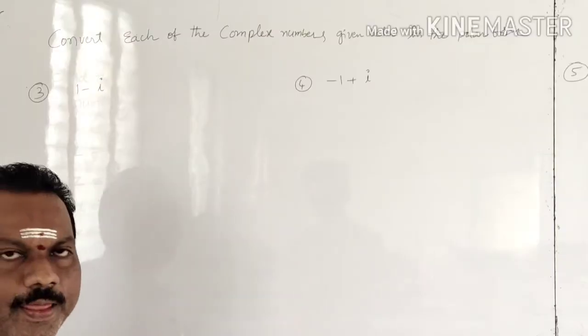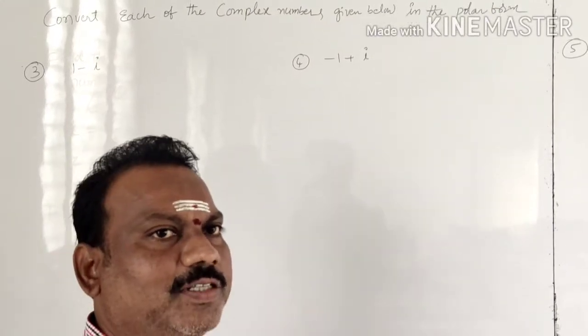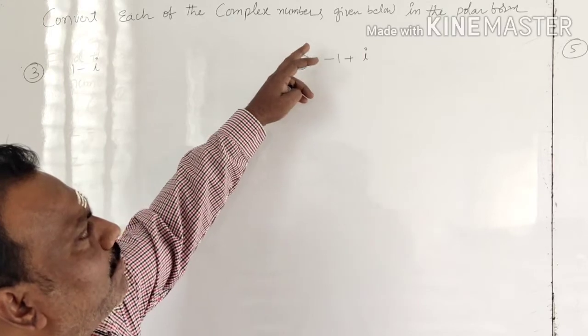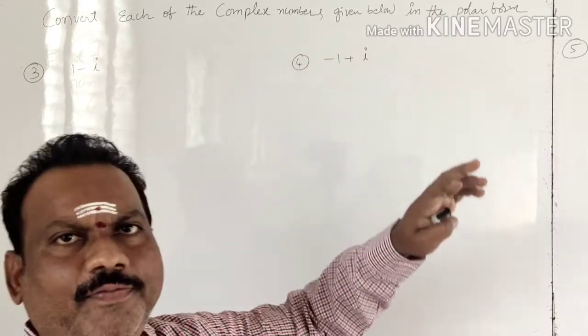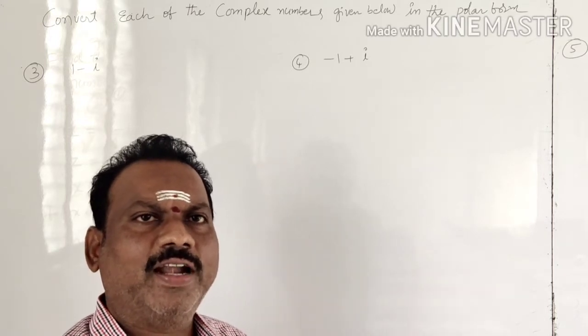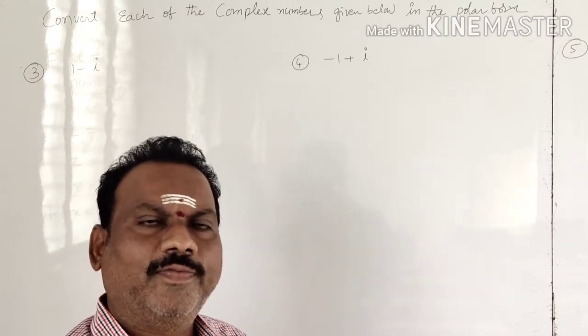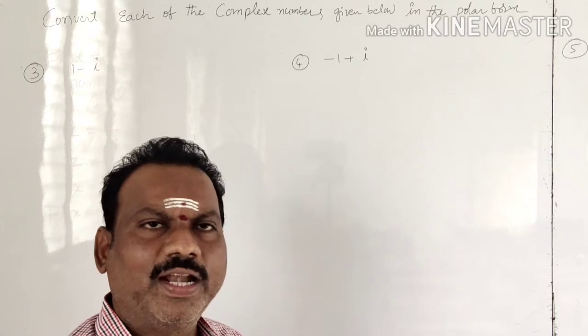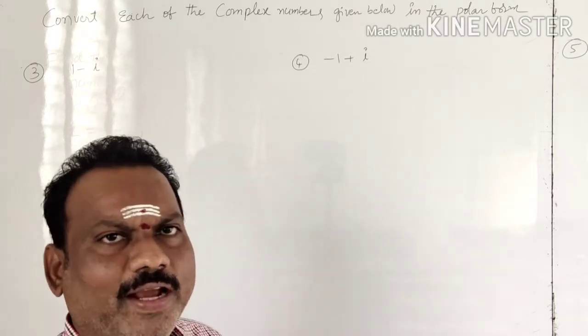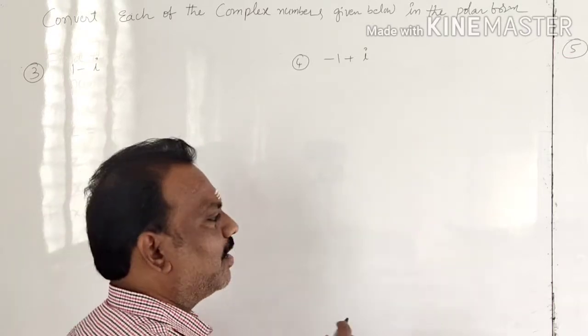Right, students? Now the next problem is given like this. Convert each of the complex numbers given below into polar form. I told you the complex number is divided into four or five formats. Till now we have completed complex form and polar form. What is meant by complex form? Let me just recall that.